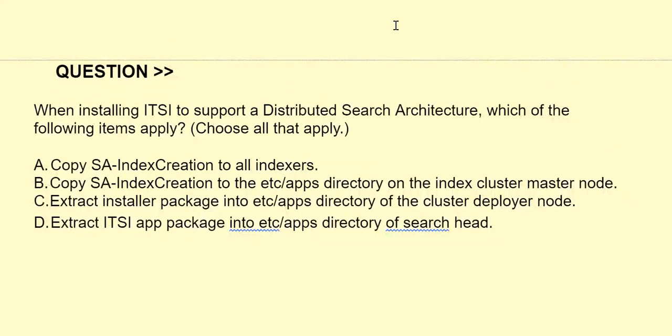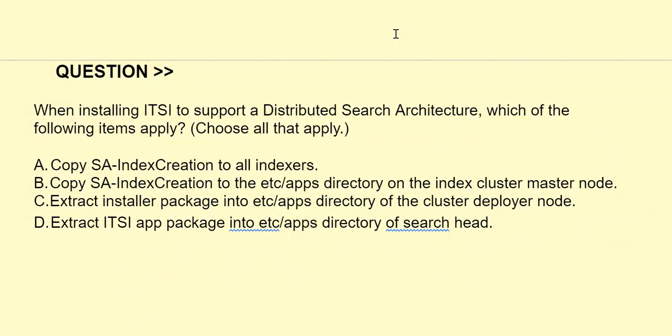Our next question is, when installing ITSI to support a distributed search architecture, which of the following items apply? Choose all that apply. Option A. Copy SA index creation to all indexers. Option B. Copy SA index creation to the etc apps directory of the index cluster master node.